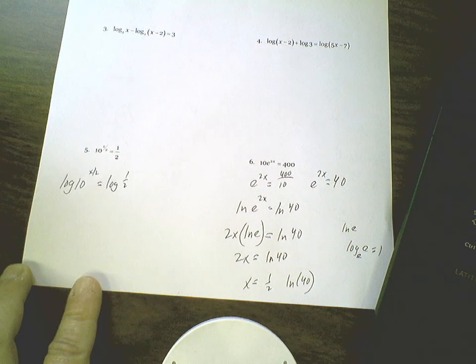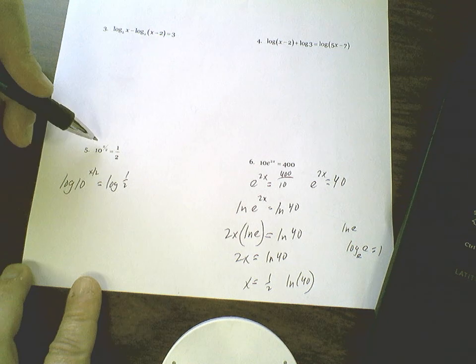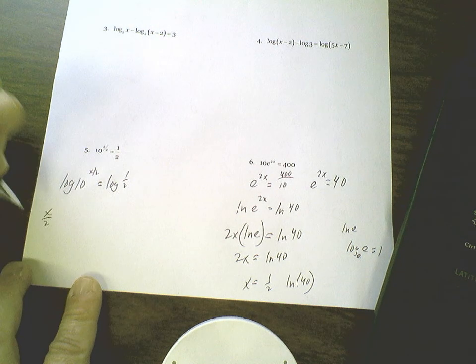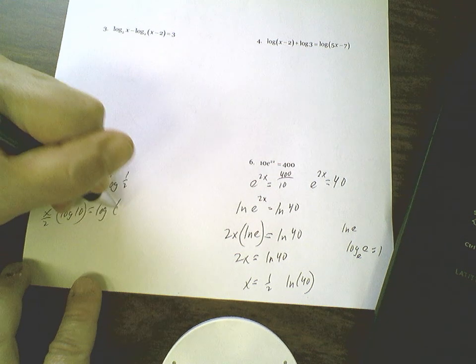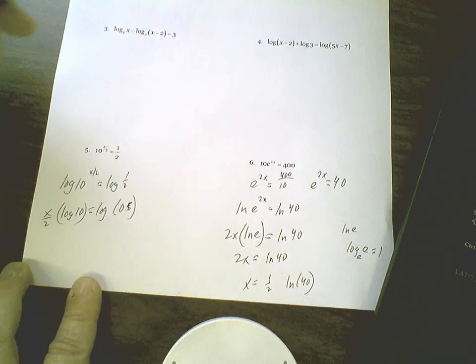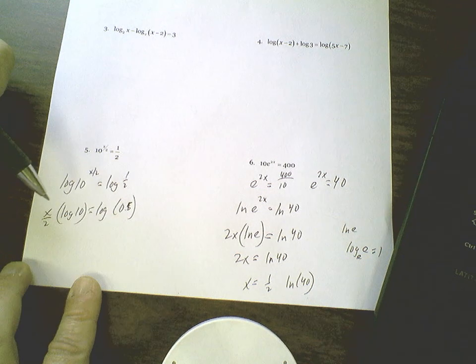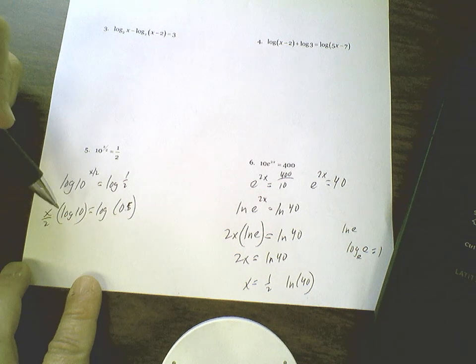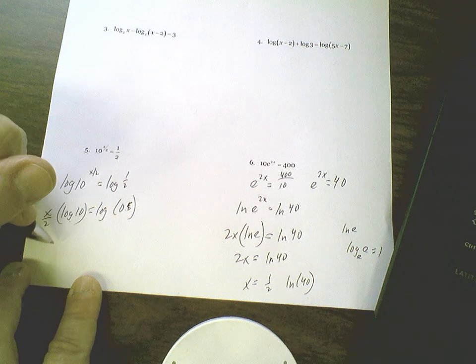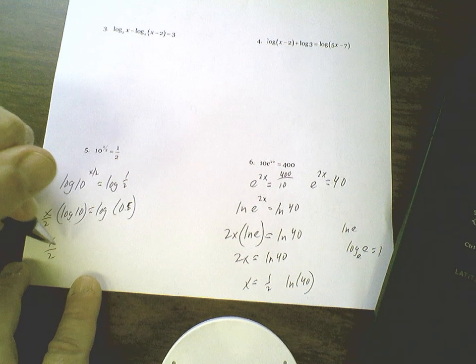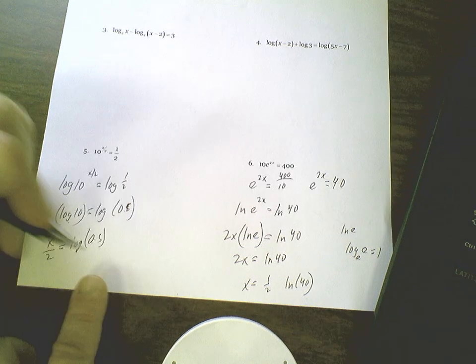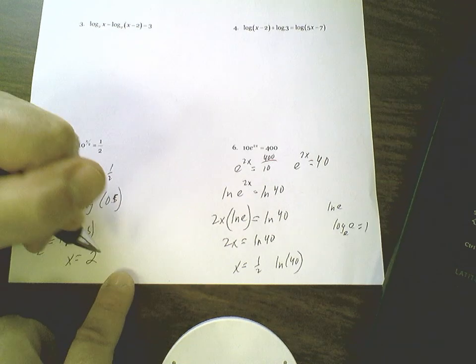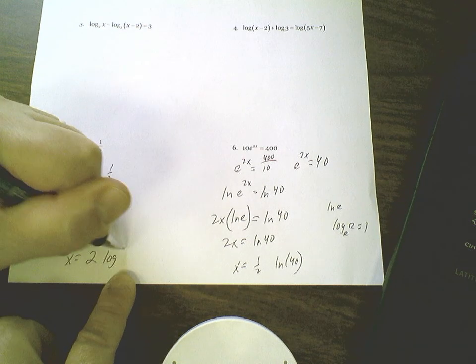Power property: x over 2 times the log of 10 equals the log of, I'm just going to change this to 0.5 just to help myself calculator-wise. What's the log of 10? Log base 10 of 10, that's 1. So x over 2 equals the log of 0.5, and x is nothing more than 2 times whatever our calculator tells us the log of 0.5 is. Okay.